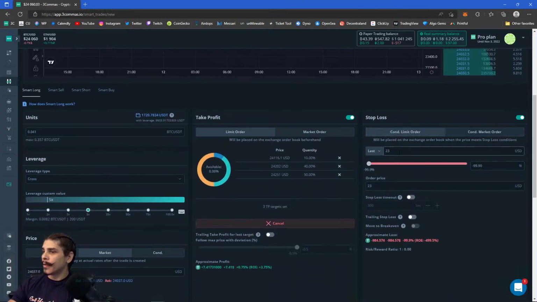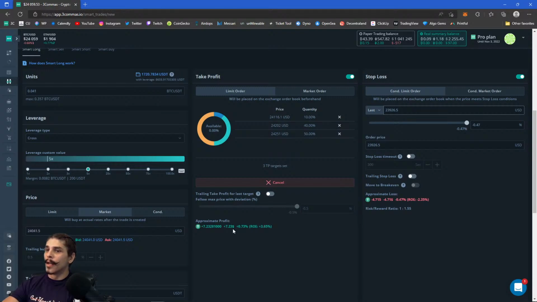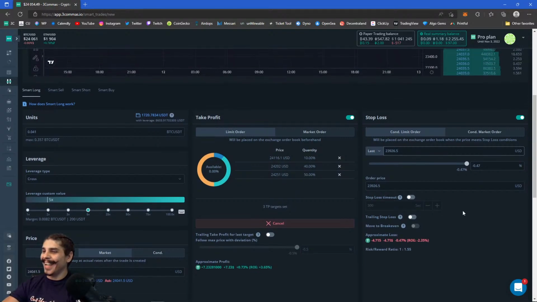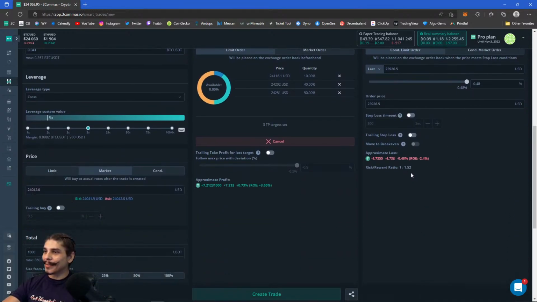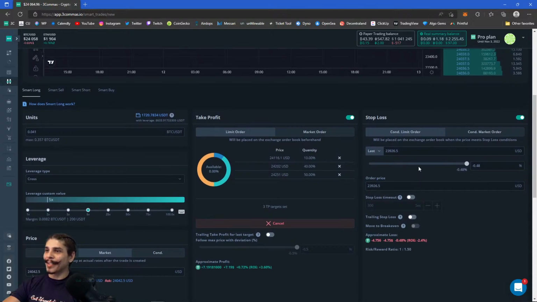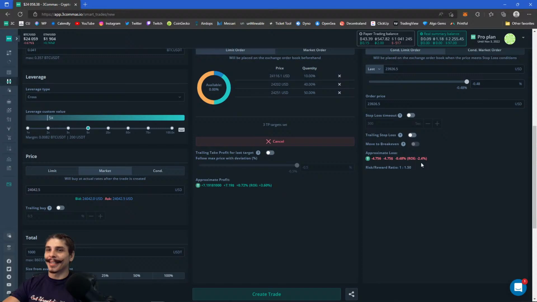Put limit 926.5. All right, perfect. That's 0.45%. So we're risking a $4 loss for a $7 gain. That's not terrible. So the risk to reward ratio, look at that. It even tells you your risk to reward ratio, and that is awesome, is it not? That's what I'm talking about.